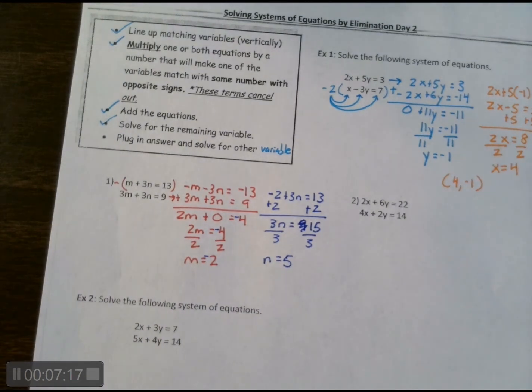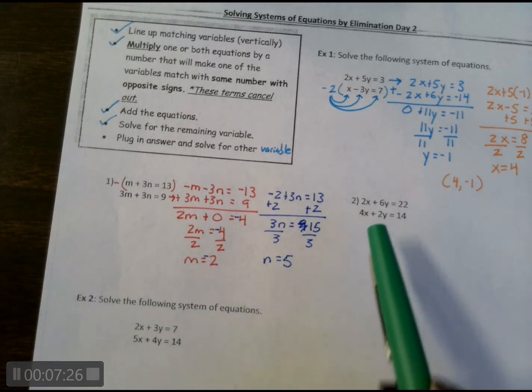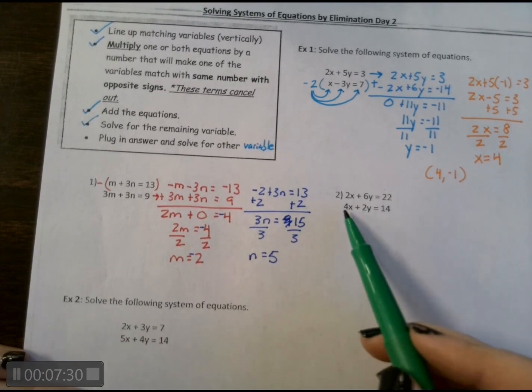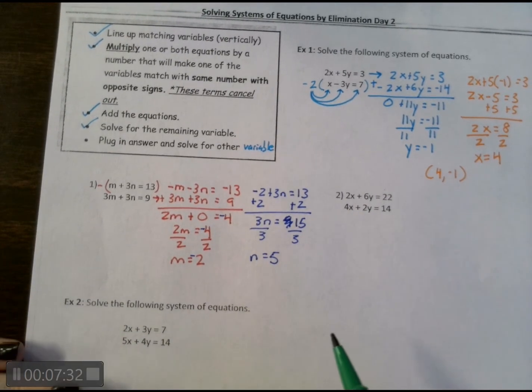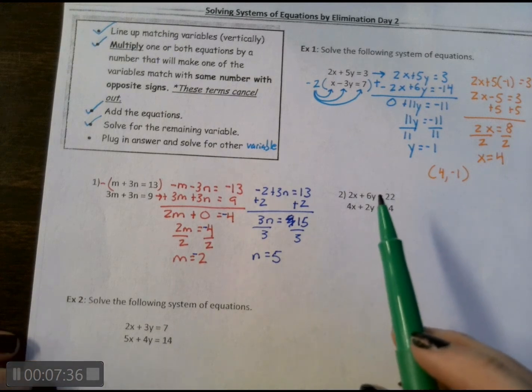Alrighty. Whew, goodness. So let's try the next one. Hopefully it'll be a little bit easier. Okay, so first, make sure your variables are lined up. Then you want to check if you already have same numbers. Do we have same numbers? Nope. Okay, so then pick one of your variables.